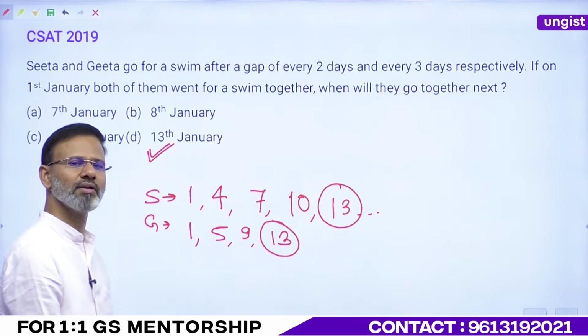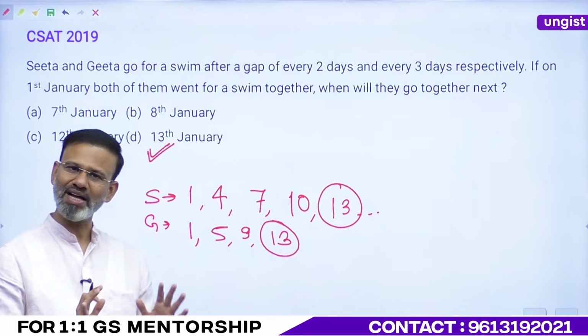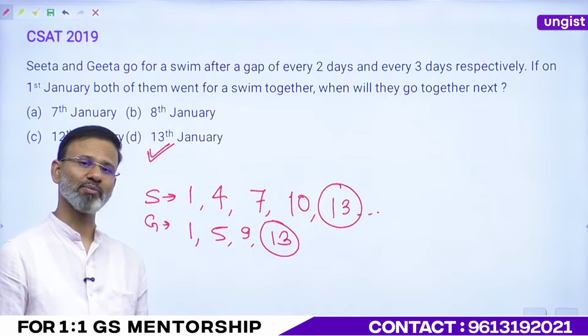All right, everyone. Correct? Simple question. A very simple question. Don't use maths, just use common sense to solve these type of questions, guys.